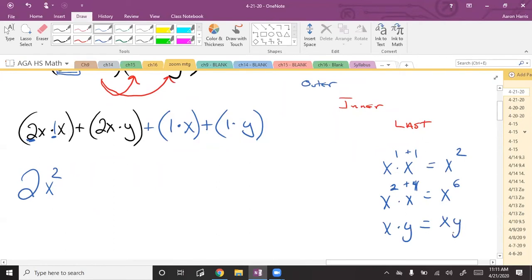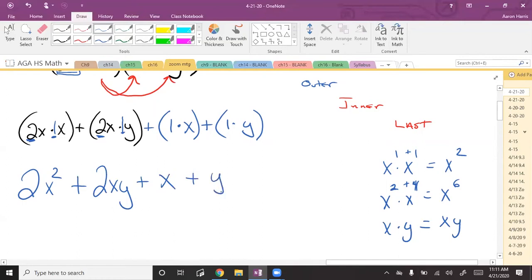All right. So here we go. Plus 2 times what? 2 times y. What number? Oh, 1. So 2 times 1 is what? 2. Good. X times y, XY. Good. Plus 1 times x? 1x, or just x. Plus 1 times y is? y. So we're good.